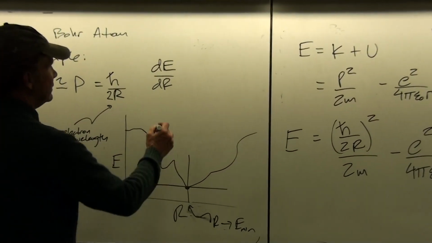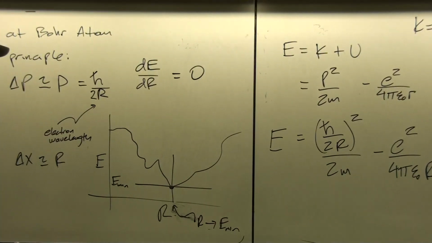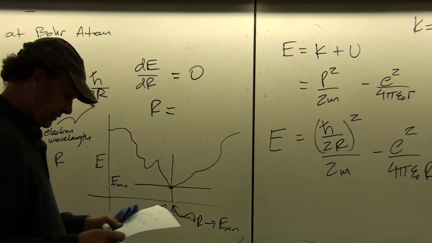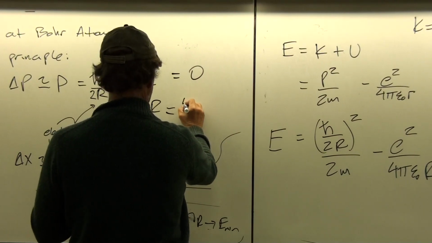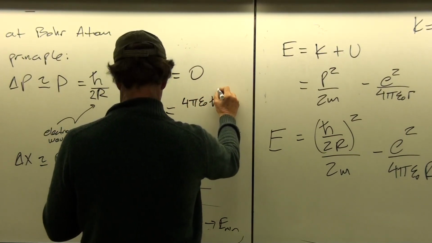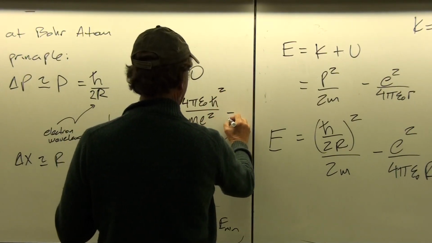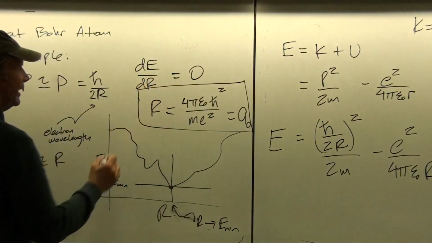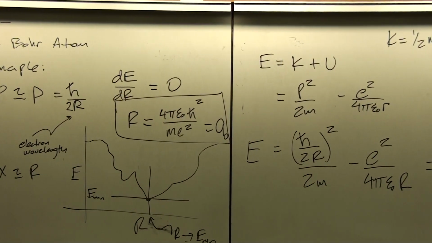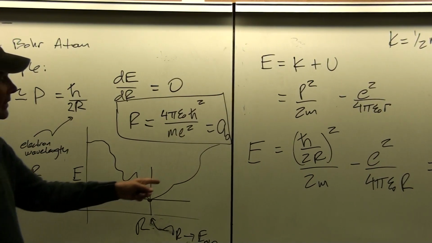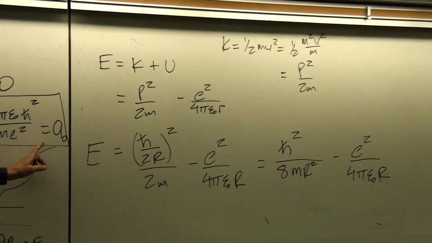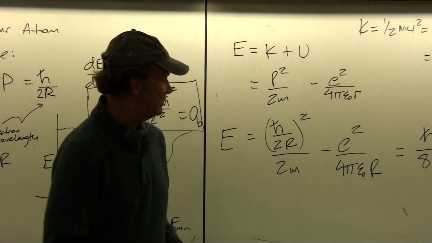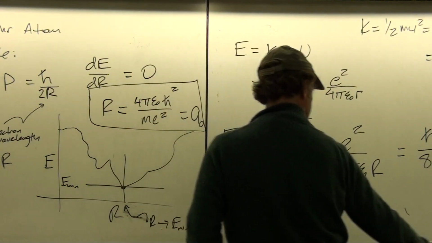But if we take dE dr, set that equal to 0, what we find is that r is equal to 4 pi epsilon naught h bar squared divided by m e squared. And that, as it turns out, by the algebra that Bohr used in his Bohr hypothesis, is a naught. Okay, so by using the uncertainty principle, combining that with the principle of conservation of energy, and then finding the minimum energy of a particle, what we find is that minimum energy is at the Bohr radius. So this r at E min then is just a naught.